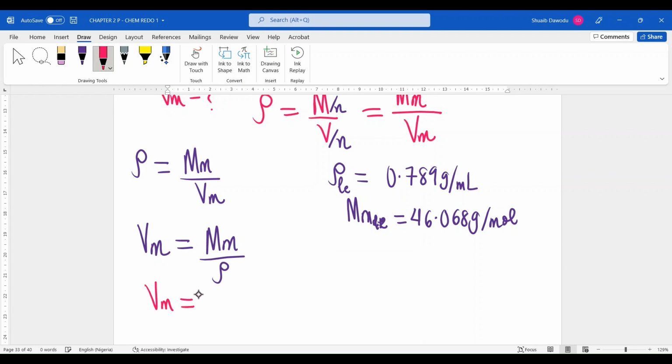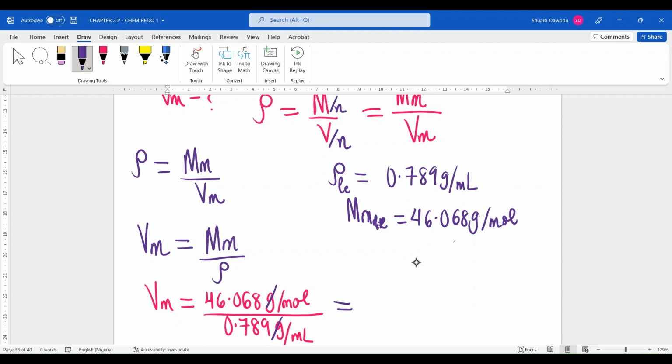So molar mass, we know that to be 46.068 gram per mole divided by density, which is 0.789 gram per milliliter. So you cancel out the grams, cancel out the milliliter, and what you end up with is 46.068 per mole divided by 0.789 per milliliter. And what you end up getting is 58.3878. So you have per mole here, it's just the same thing as saying 1 over mole.